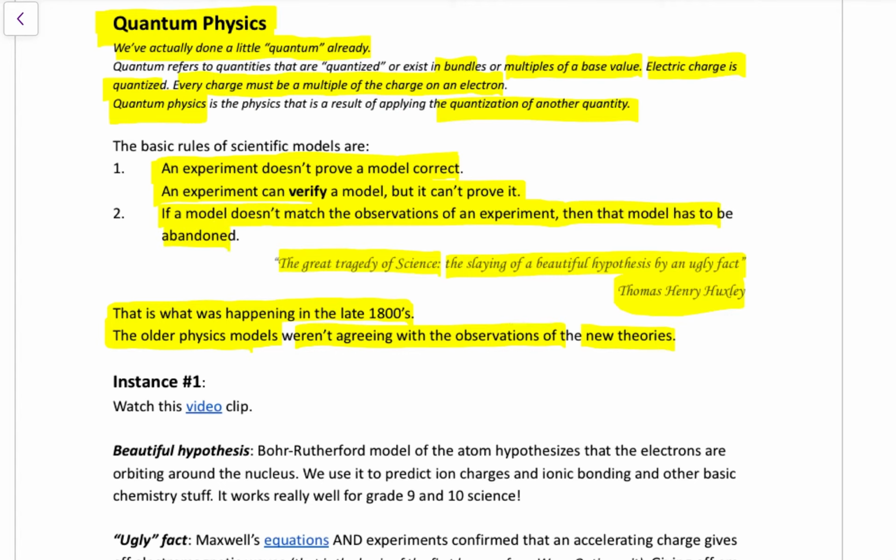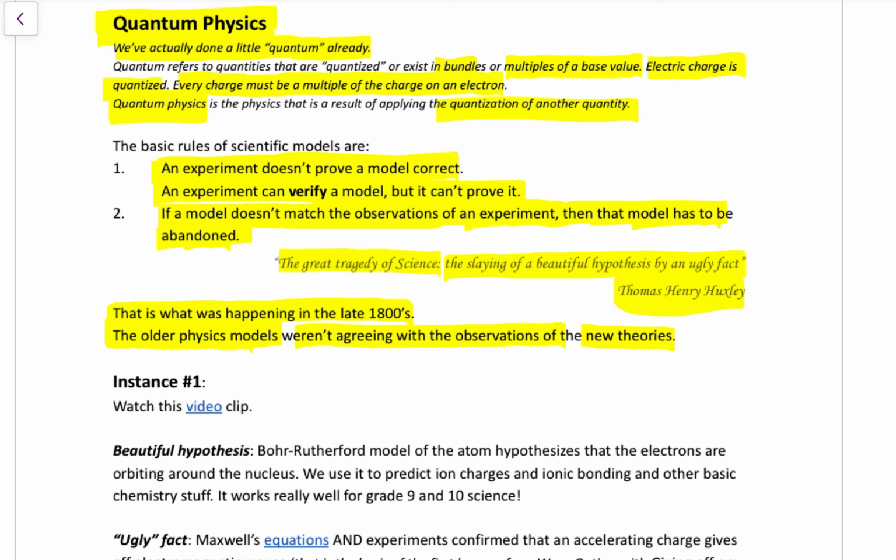So we can verify things with experiments. We can never truly prove them, but we can definitely disprove a model. If an experiment doesn't agree with a model, then we have to replace that model. And that's kind of what Huxley was going with: an ugly fact, an ugly experiment, slaying a beautiful hypothesis.